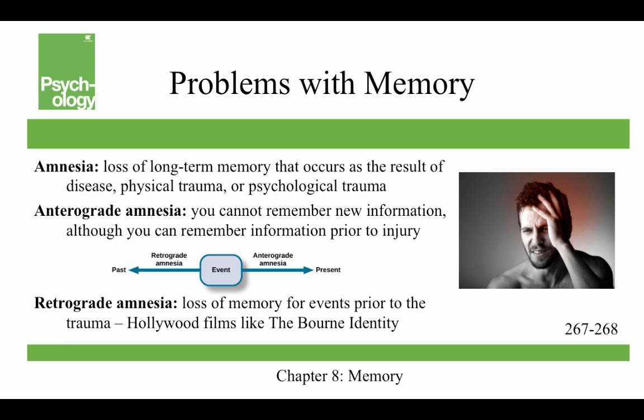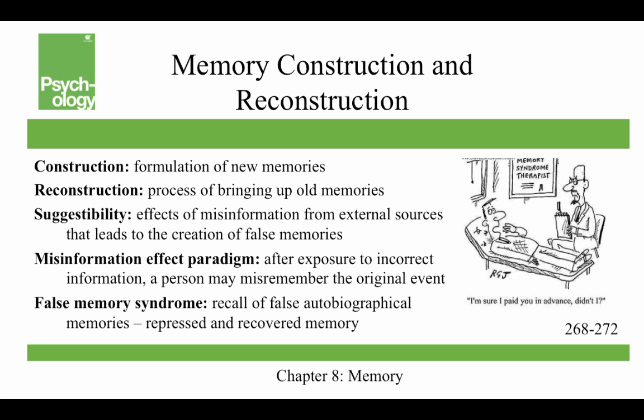Retrograde amnesia is the loss of memory for events prior to the trauma. And this is the way Hollywood oftentimes presents amnesia. So films like The Bourne Identity, where he can't remember his past. All he remembers is the future. Well, I guess you can't remember the future.